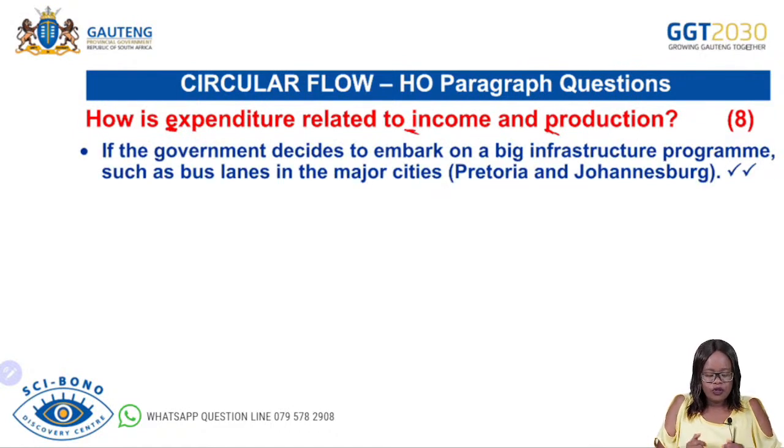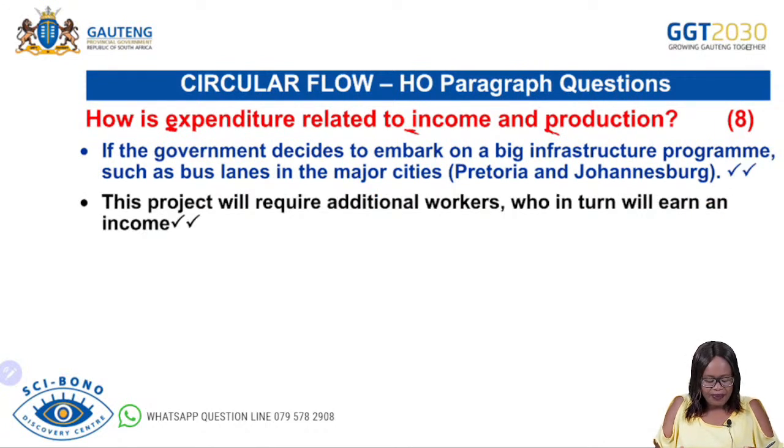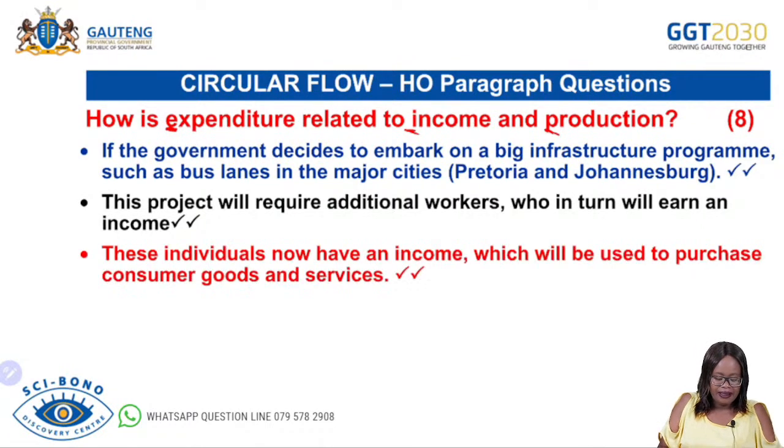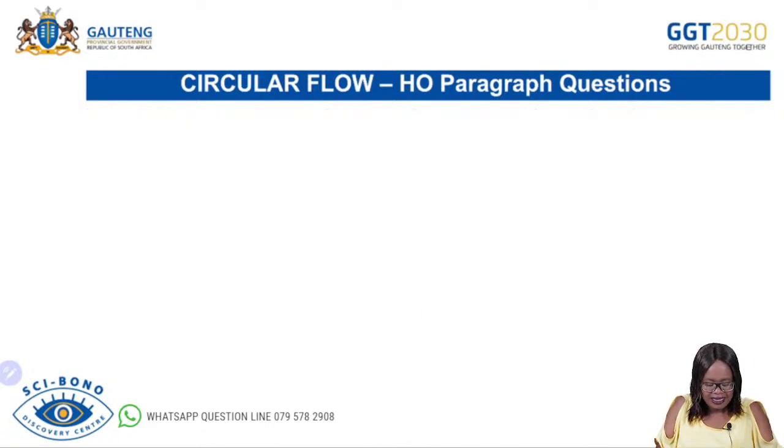Now, in answering this question, you need to mention the fact that if the government decides to embark, for example, on a big infrastructure program, such as bus lanes in the major cities, the project will require additional workers who in turn will earn an income. These individuals now have an income which will be used to purchase consumer goods and services.